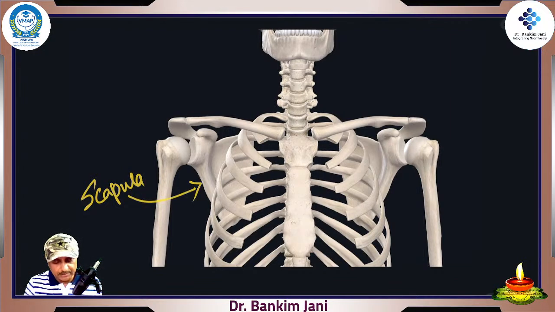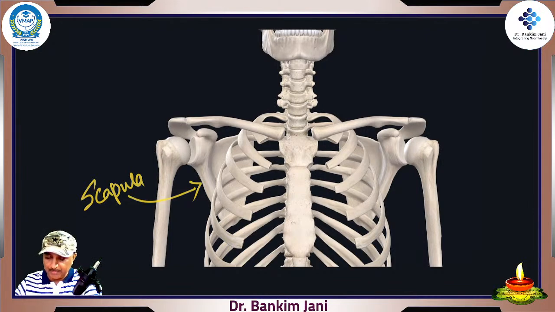Now we come across one more new structure. We are talking about the scapula only, right? So here is our scapula, which is posteriorly situated. Every bone will be shown from various angles so that concepts are completely clear. But do remember, right?